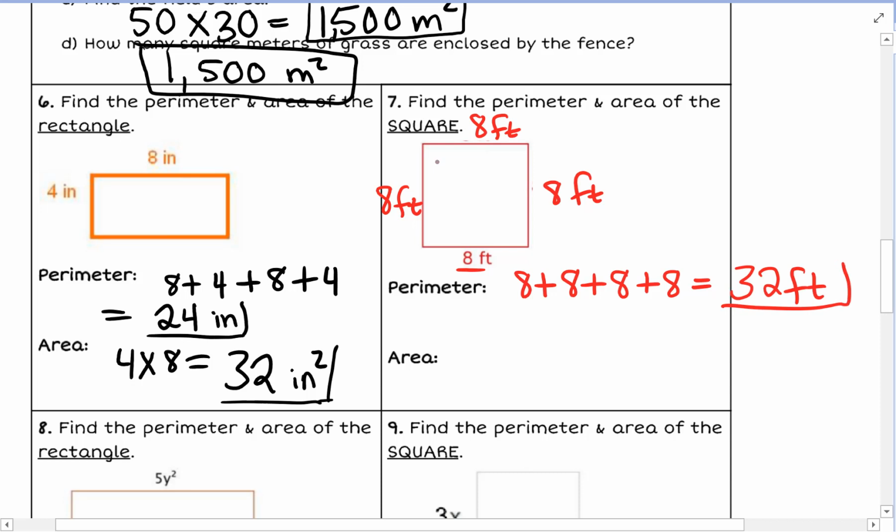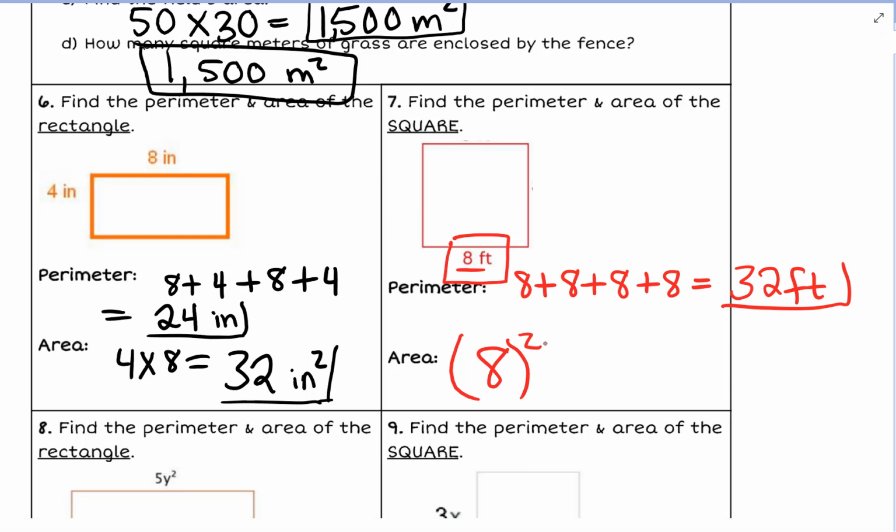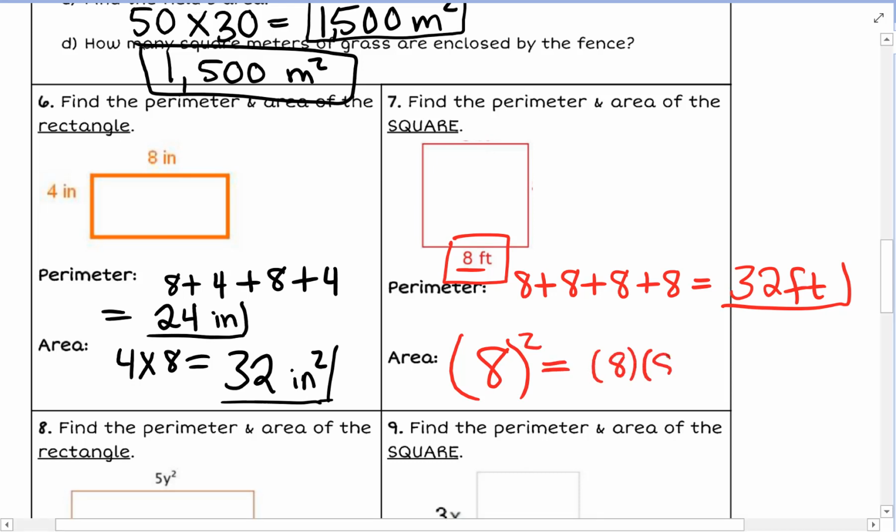If you have a square and you're looking for its area, you take the side length they gave you and square it. Wait, that's where this word comes from, squaring, meaning times it by itself. 8 squared is 8 times 8. That is 64 feet squared because area is in square units.